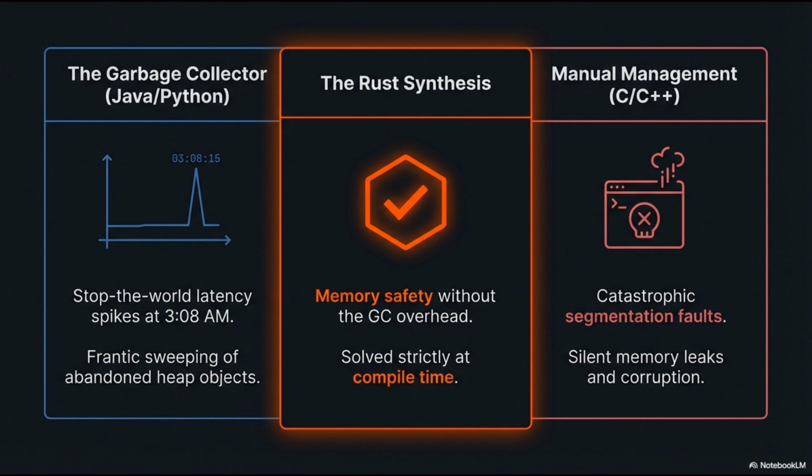But then you remember your university days. The C++ segmentation faults. The memory leaks. Yeah. And you realize you are totally trapped. You're caught between the unpredictable lag of a garbage collector and the catastrophic danger of manual memory management. Which is really the defining struggle of modern back-end engineering. I mean, we want the absolute control of C, but we desperately need the safety net of Java or Python.